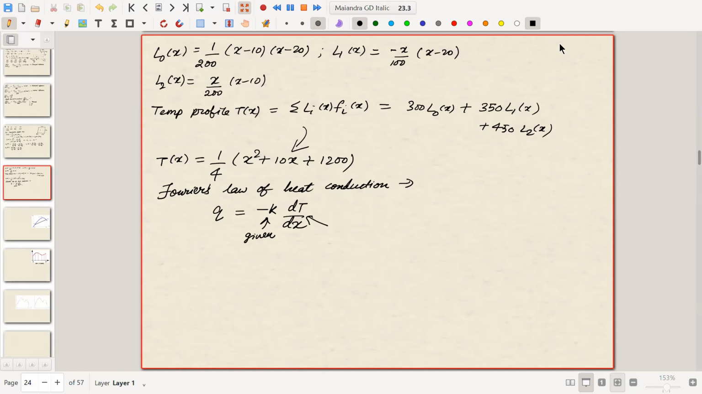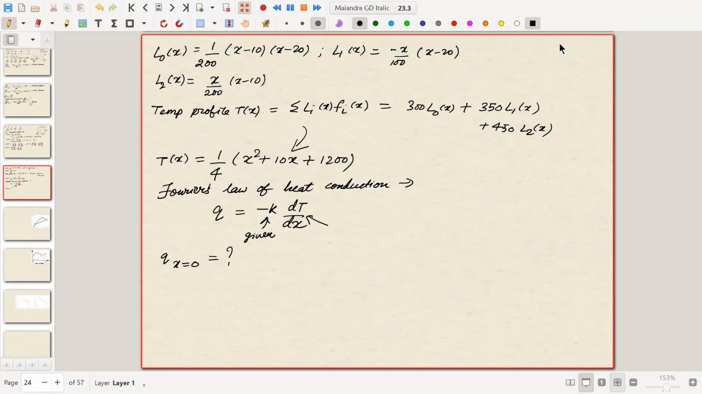It's the first concept we applied in our class today. Once you know the interpolating polynomial, you just differentiate. And that's it. So your job is to find q at x equals 0.